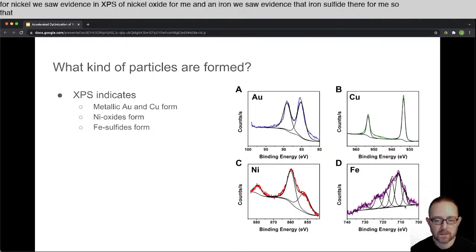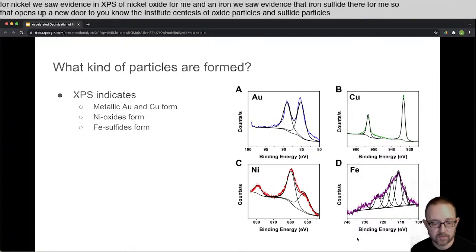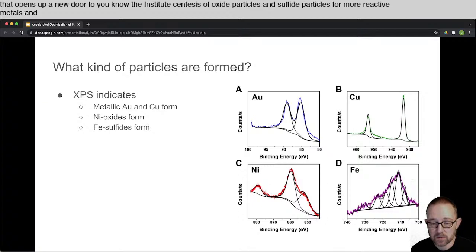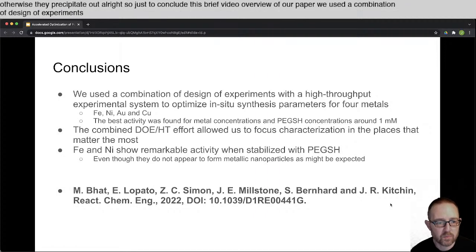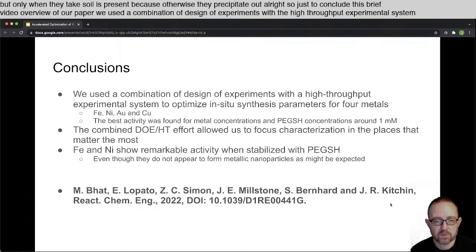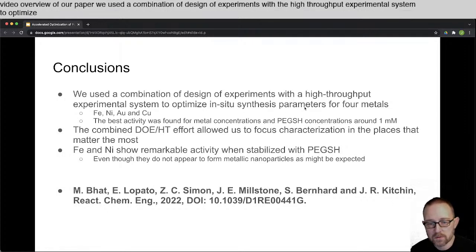That opens a new door to the in situ synthesis of oxide particles and sulfide particles for more reactive metals. Interestingly, these are both very active at producing hydrogen, but only when the PEG-thiol is present, because otherwise they precipitate out. Just to conclude this brief video overview of our paper, we used a combination of design of experiments with the high-throughput experimental system to optimize those in situ synthesis components or parameters.